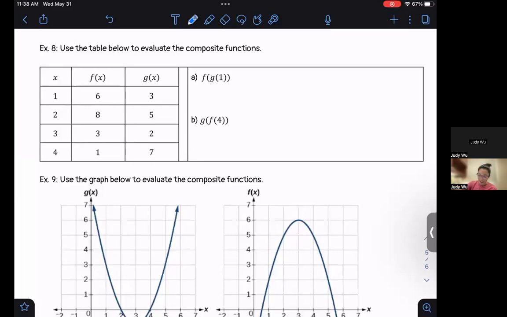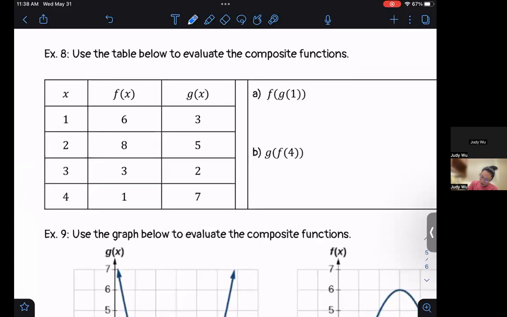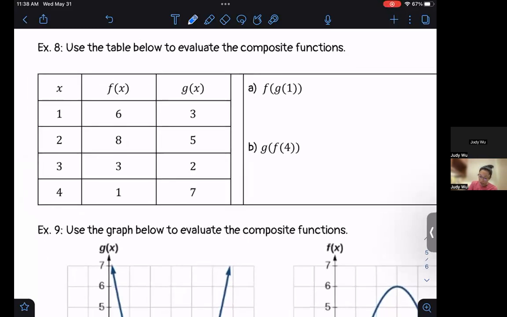Hi folks, welcome back to the third and final part of 1.4. In this section, we're going to take a look at some examples of how we actually evaluate composite functions if we don't just have equations, but if we have a table or a graph. Example 8 says, use the table below to evaluate the composite functions.